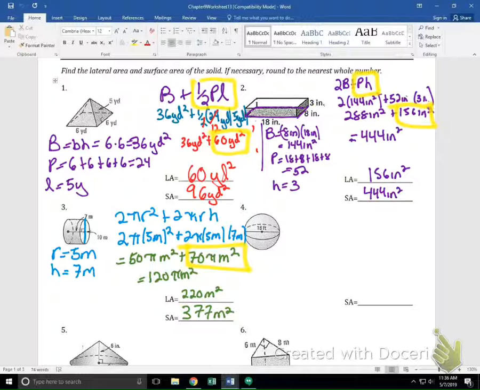Okay, so we're coming over here to Malik. Malik, what shape is this? It's a sphere, so our formula here is 4 pi r squared. What is your radius? 6. No, not 6. You've got this. 9. It's 9 feet.